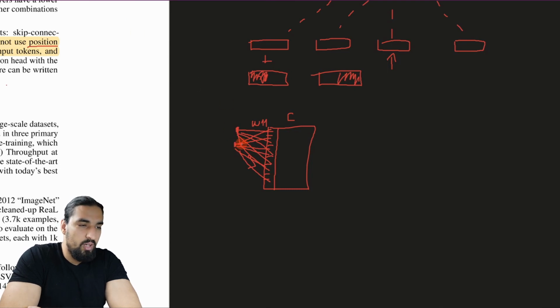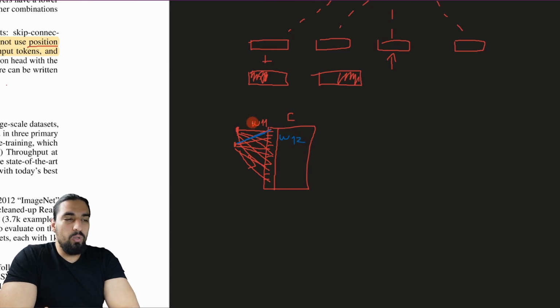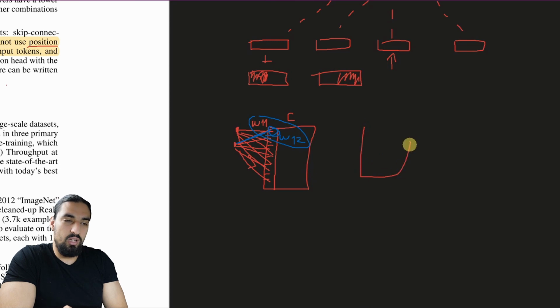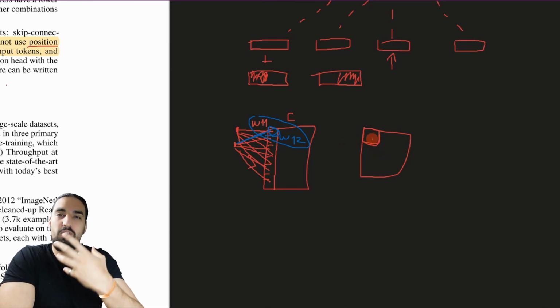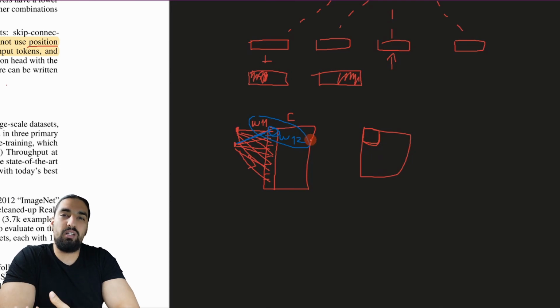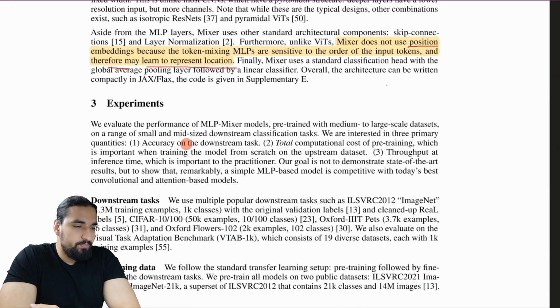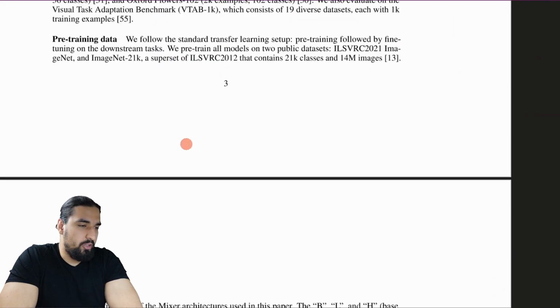Let me take another color. So this one here is going to be some W12. And you'll have a collection of these weights which are particular to this token here. So it directly learns that for that token, which corresponds to a certain position in the image, so this is the input image, maybe this is this token here, this patch. These weights will learn how to encode information from this particular patch, and that's why they don't need to use any positional encodings. Hopefully that was clear enough. If not, let me know in the comments. I'll try to explain it further.